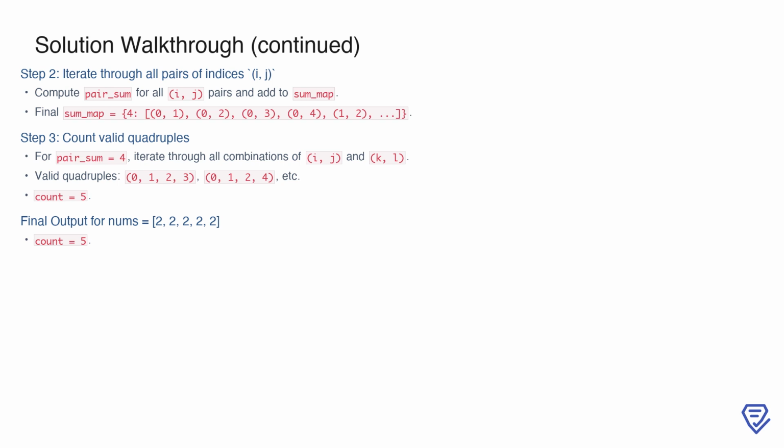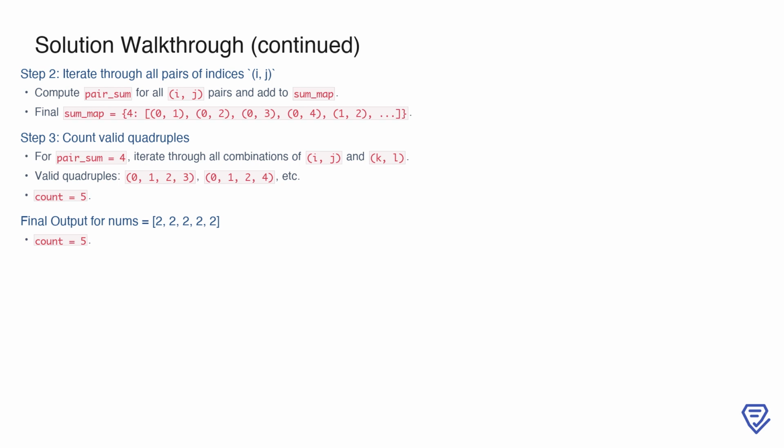of 4. As a result, sum_map[4] accumulates all the index pairs, such as (0, 1), (0, 2), (0, 3), (0, 4), (1, 2), and so on. Once sum_map is populated, we proceed to count valid quadruples. For the pair_sum of 4, we examine all combinations of the stored pairs and ensure that all indices in each combination are distinct.